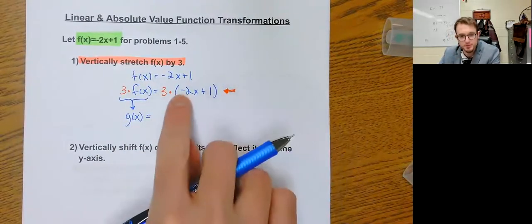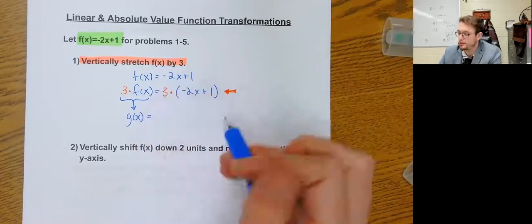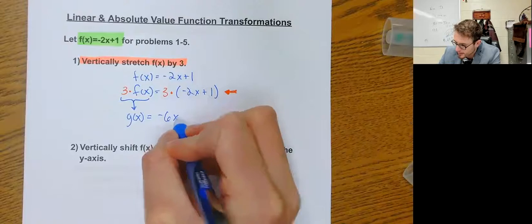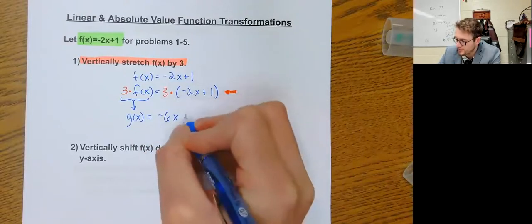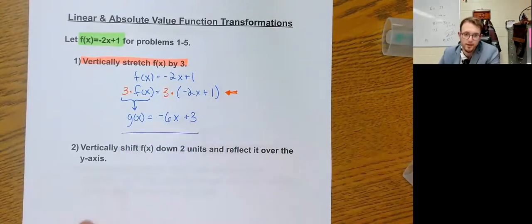Now, what do we need to do to simplify this? We need to multiply everything by 3. We need to distribute it. So 3 times negative 2x is negative 6x. 3 times positive 1 is positive 3. That is f of x transformed with a vertical stretch of 3 to create a new function g of x.